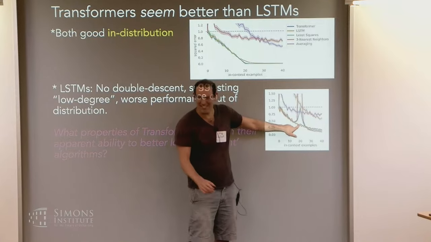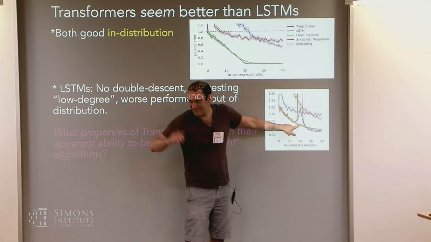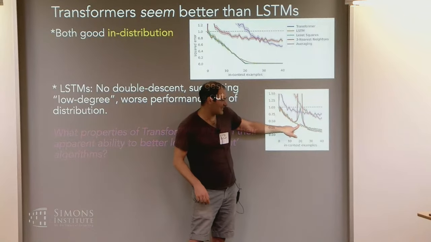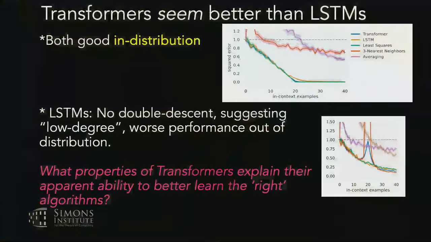And you could say, oh, this is wonderful. We have numerical stability for LSTMs. But no, we're training on a distribution where the right answer is regression, which is numerically unstable. And the fact that transformers have this double descent is an indication that it really is doing something resembling the right algorithm, whereas LSTMs aren't.